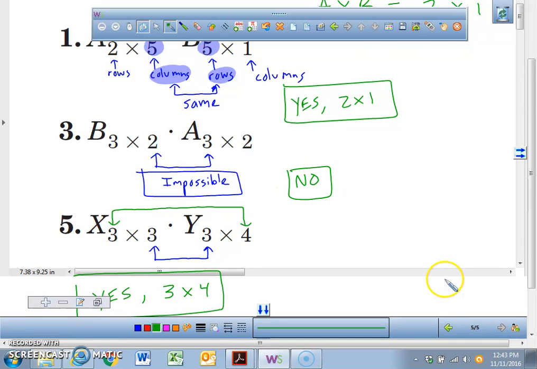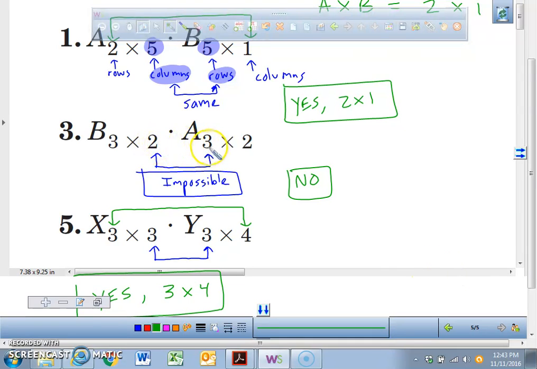Which means you can't. All right, so far so good. You see the pattern there? What do we always look for? We look for the number of columns and this number of rows and see if they match. If they match, then we go to the next step, which is look at the outer numbers.